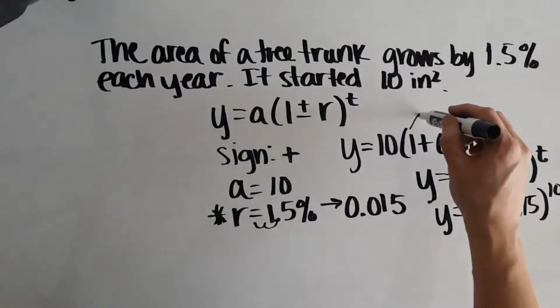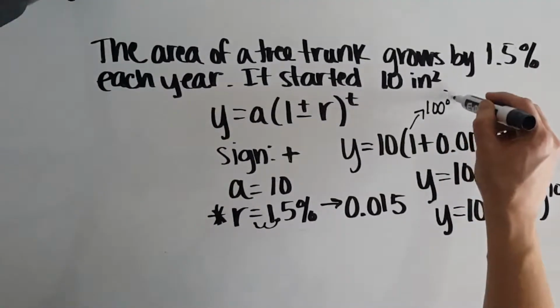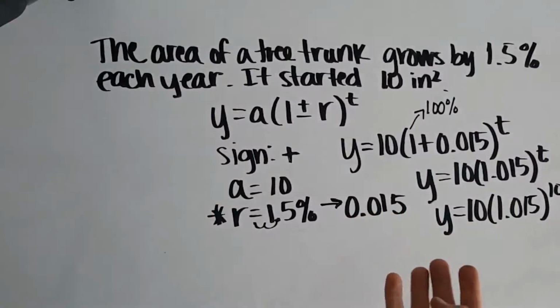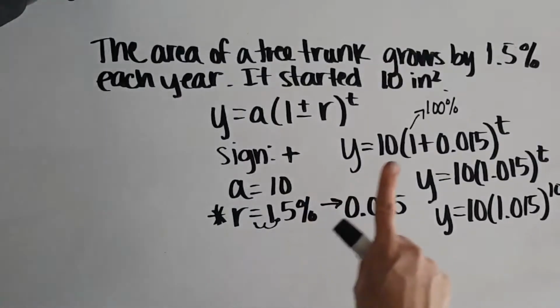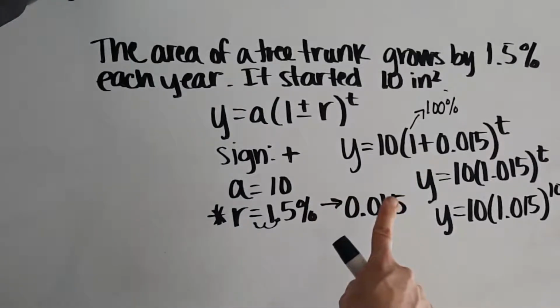This one, just so we know, is 100%. That means it doesn't change. Like if I have 100% of what I had last year, I have the exact same amount. It didn't grow or decay. That's why that 1 is always there.